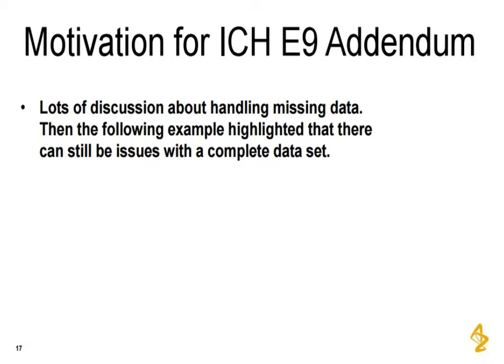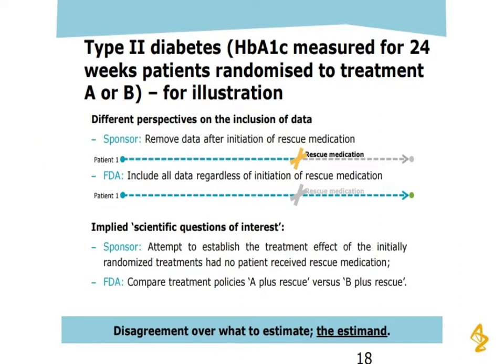And then someone about this time came up with this real example where there wasn't any missing data, but there was still a problem. It's been an example that's been used a lot since then. So if you've seen it before, I apologize. But if you haven't, just bear with me. This is an example in type 2 diabetes, where we're measuring HbA1c for 24 weeks in patients randomized to one of two treatments, A or B.